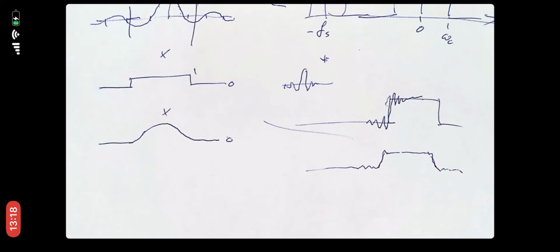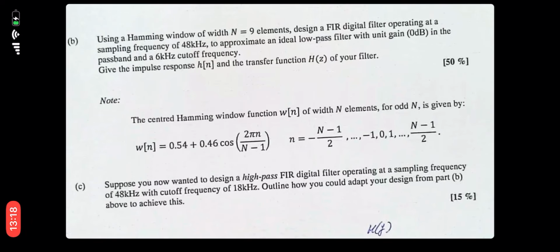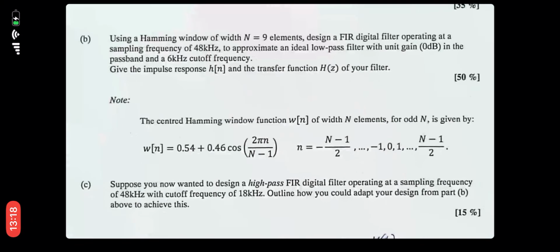So this part of the question needs quite a bit of explanation. It's looking for quite a bit of background that you've understood about how you do this process.